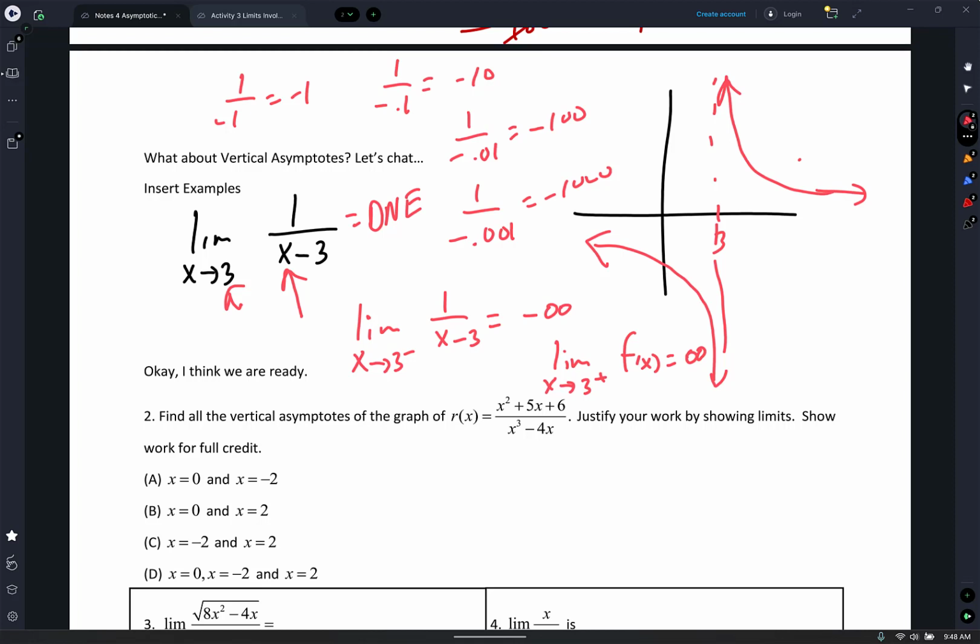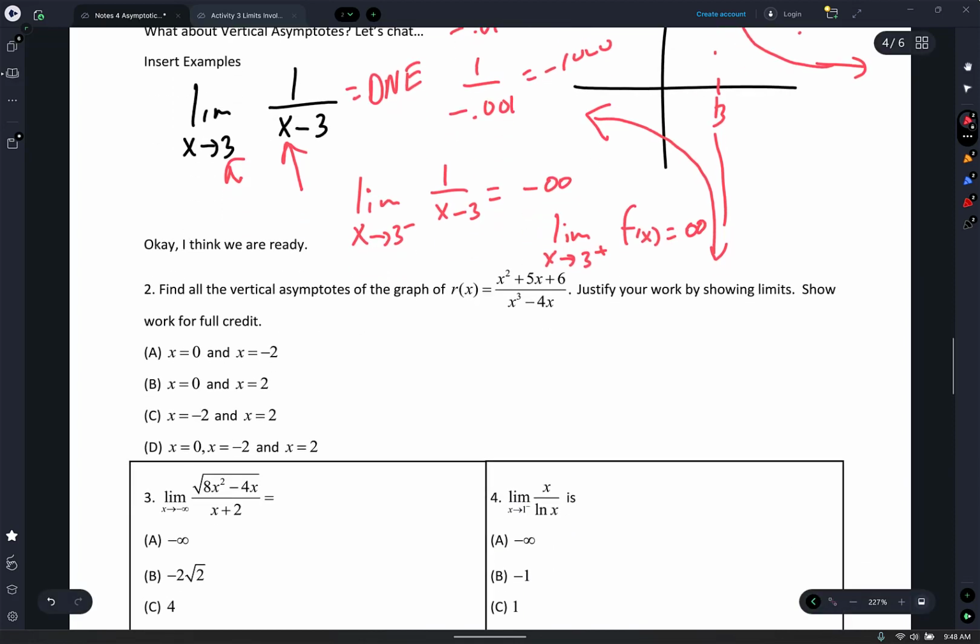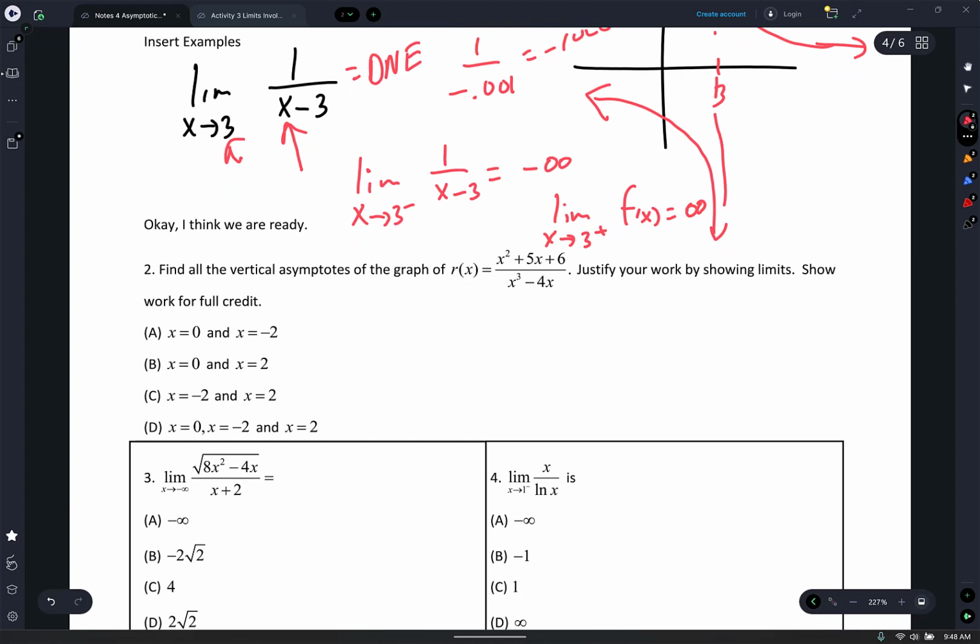The limit does not exist. How do we feel? Okay. It says here, find all vertical asymptotes of the graph. Justify your work by showing limits. At the time when I wrote it, I thought this was a cool question, but now that I'm looking at it, it's not very good. Just show, how would you find vertical asymptotes?